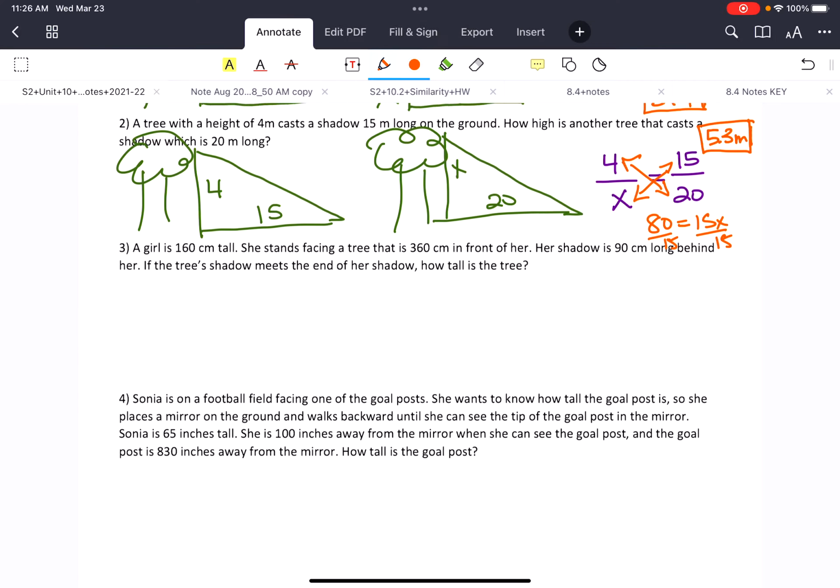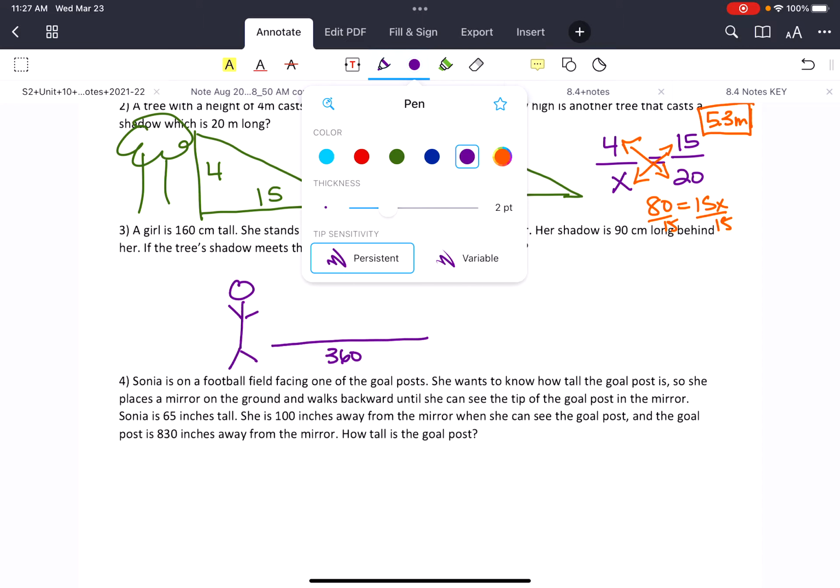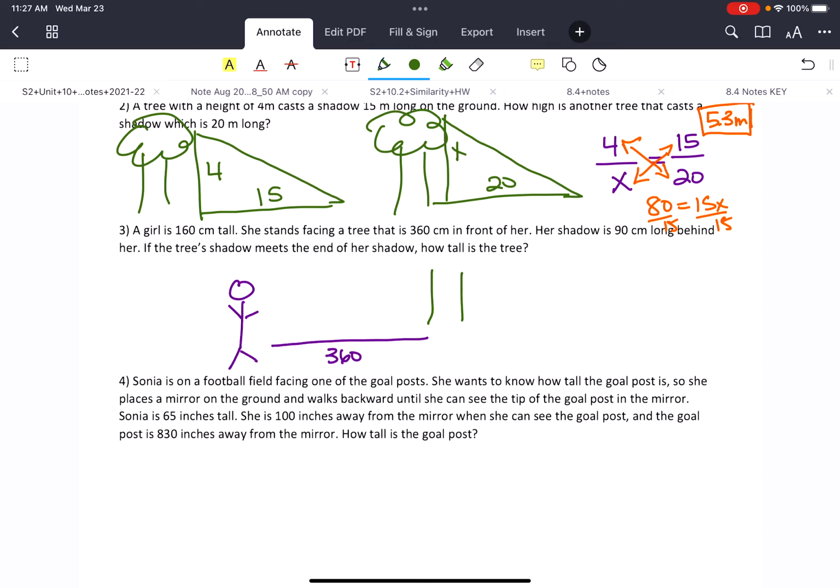Okay, so now we have a girl that is 160 centimeters tall. So here's our girl. Actually, I remembered this one from class. I'm going to draw her over here. Okay, she stands facing a tree. So there is a tree 360 centimeters in front of her. So here's where our tree shows up.